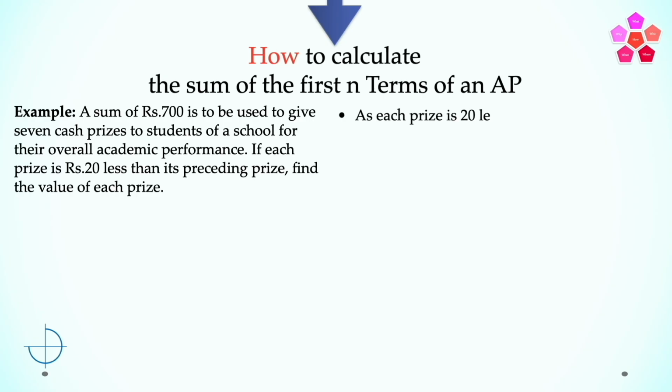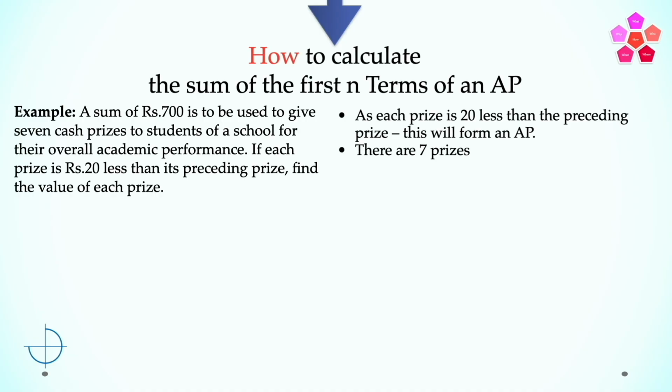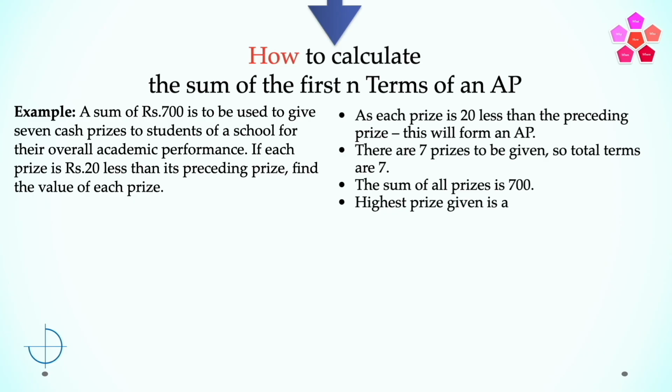As each prize is 20 less than the preceding prize, this will form an arithmetic progression. There are 7 prizes to be given, so the total number of terms is 7. The sum of all prizes is 700 rupees. Say the highest prize given is A, the next prize will be A minus 20, then A minus 40 and so on. So S is equal to 700 here, n is equal to 7 and d is equal to minus 20.